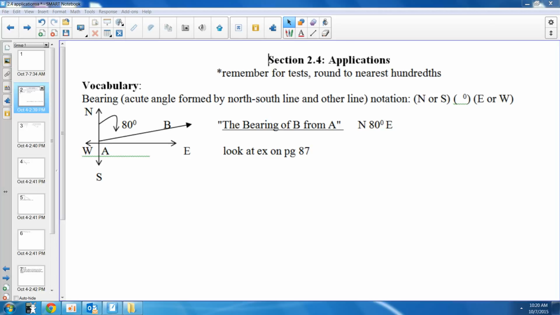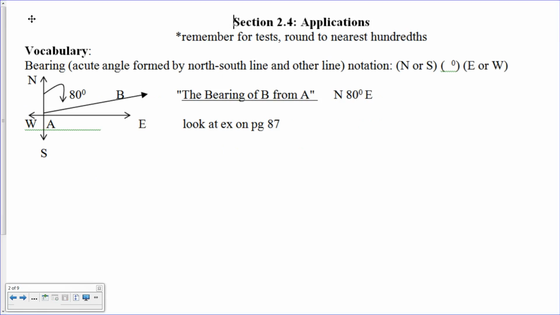What we're going to look at today is how do you label bearing, and it's very crucial because you need bearing to set up story problems correctly. If you don't set them up correctly, there's no way you're going to solve them correctly. 75% of your efforts should be on setting them up correctly instead of solving, just to make sure that you did it correctly.